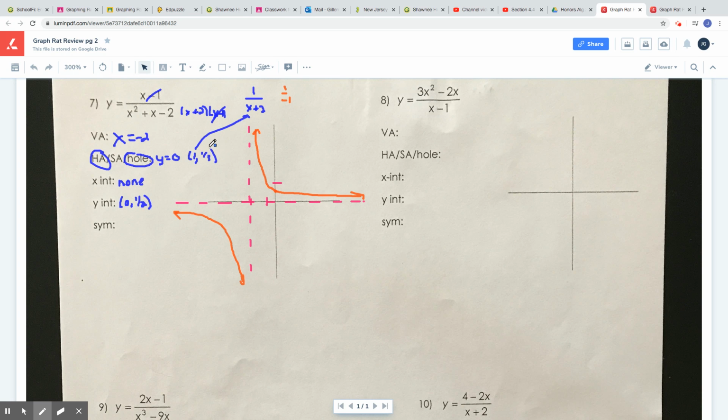Now, the only other thing we have to worry about is where's our hole? 1, which is roughly here, comma a third. And there is our hole at 1, comma 1/3. So when you have a hole, you just graph whatever's left and put the hole at that point.